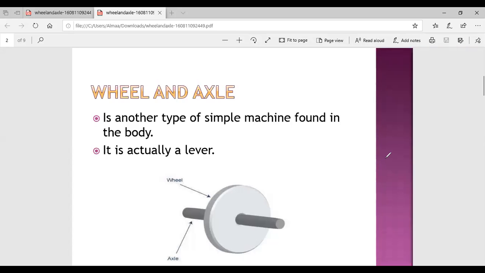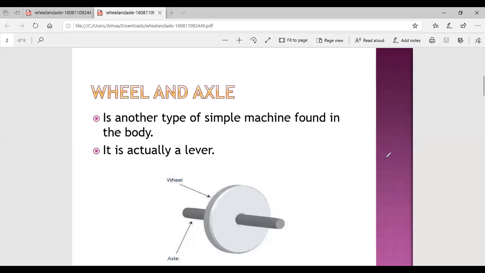Like for example, you have a very heavy load and you want to carry it. What are you going to use? You are going to use a lever. Today we are going to talk about another simple machine that we use to do some kind of work for us. The wheel is another example that we use every day. So what do we mean by wheel?